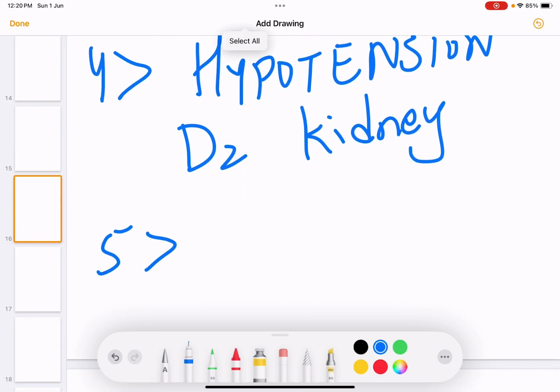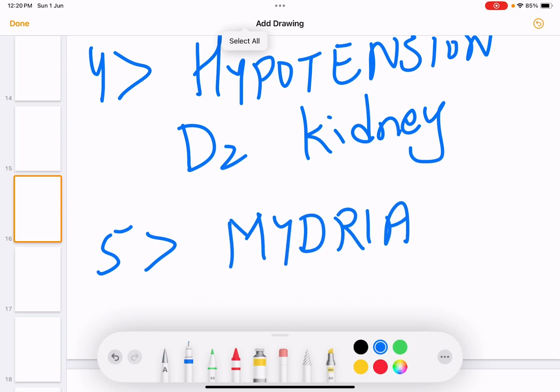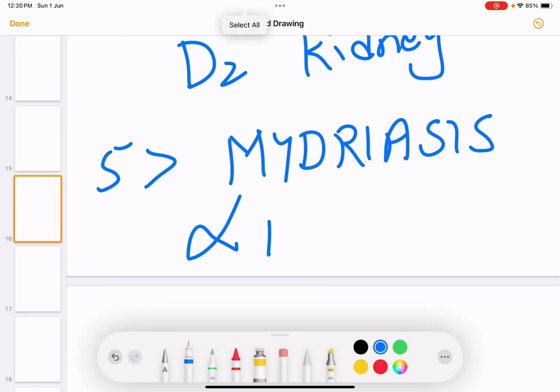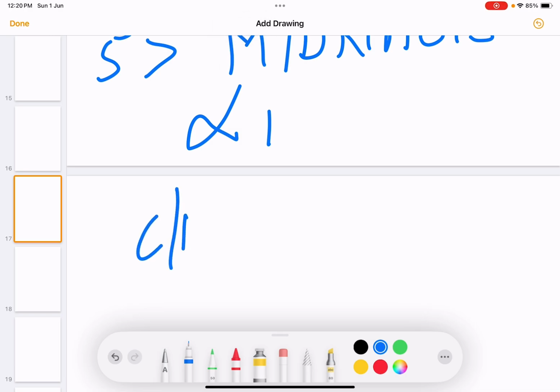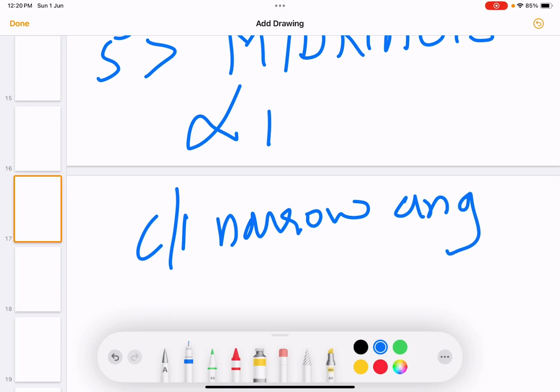Then fifth is mydriasis or dilatation of pupil. It acts on alpha 1 receptors and can cause dilatation of pupils. So they are contraindicated in narrow angle glaucoma or angle closure glaucoma. They can be given in open angle glaucoma if the patient's IOP is normal and there should be monitoring of IOP regularly. So can be given in open angle glaucoma but contraindicated in narrow angle or angle closure glaucoma.